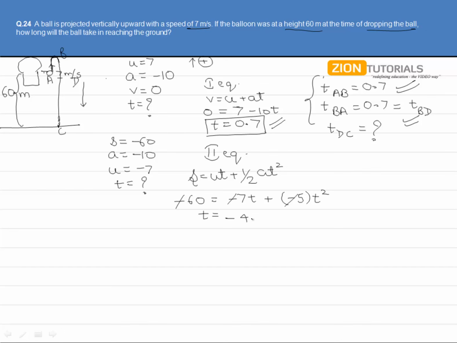Cancelling the factor of minus 1 from both the sides and solving for t, we get minus 4.23 and 2.8. Obviously, we will be rejecting this value of time because time can't be negative. So t equals 2.8 for this journey. We have got this TDC as 2.8. So finding the total time as TAB plus TBD plus TDC is equal to 1.4 plus 2.8, giving us 4.2.